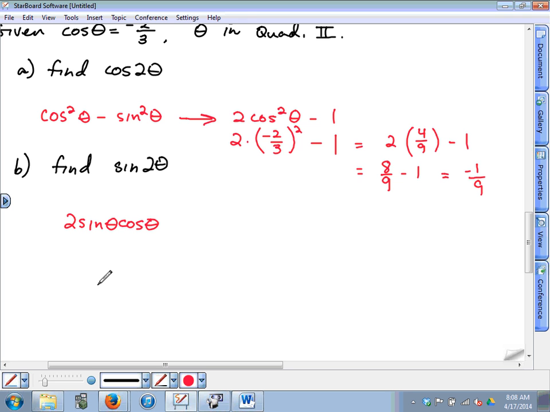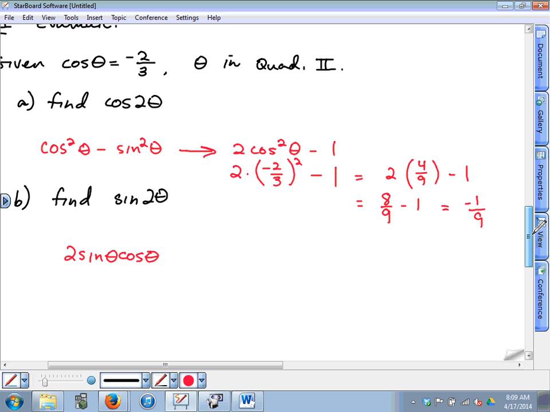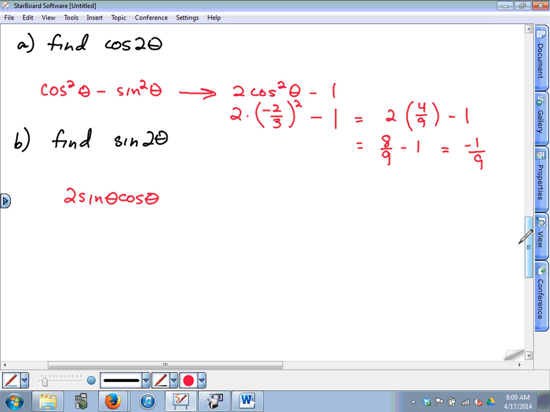There isn't another version of this. We already know the cosine of theta, it was negative 2/3, but in order to simplify this, we are going to have to figure out what the sine of theta is. So this is what we did last time. We've done actually a lot of this kind of stuff recently. If cosine of theta is equal to negative 2/3, what is the sine of theta? Think about what we did last time.